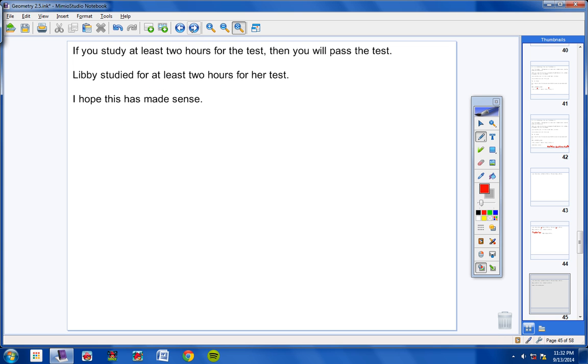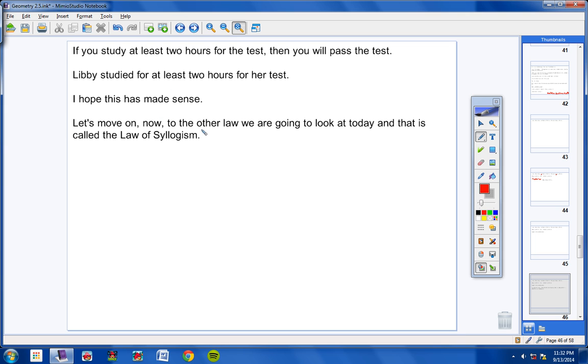Now, I hope this has made sense. Let's move on to the other law we are going to look at today, and that is the Law of Syllogism, okay? Make a note somewhere in your notes that we're switching over now to the Law of Syllogism. The Law of Syllogism.